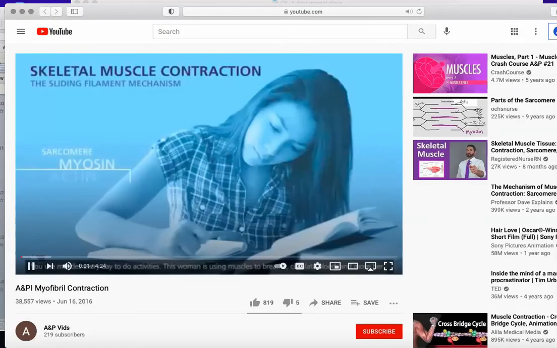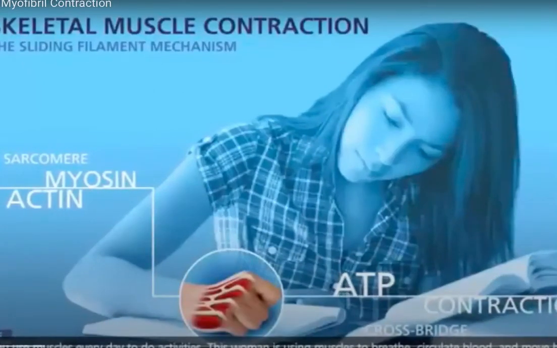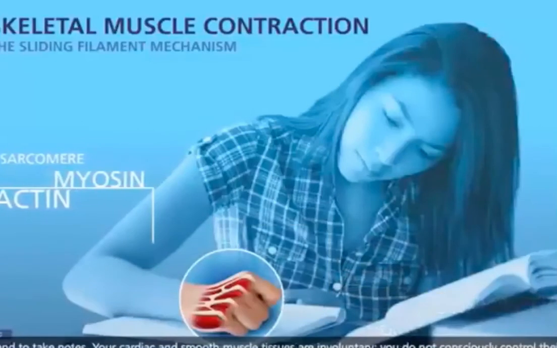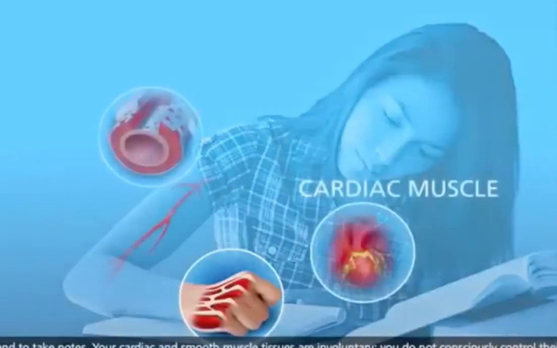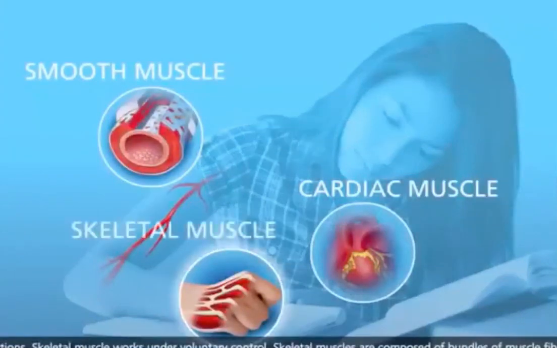You use muscles every day to do activities. This woman is using muscles to circulate blood and move her hand to take notes. Your cardiac and smooth muscle tissues are involuntary. You do not consciously control their actions. Skeletal muscle works under voluntary control.